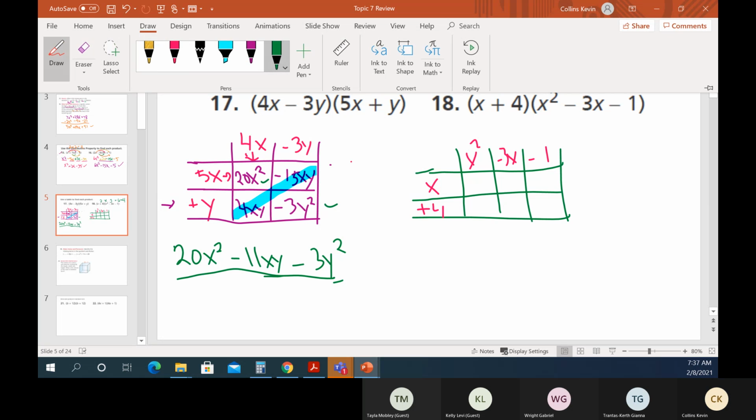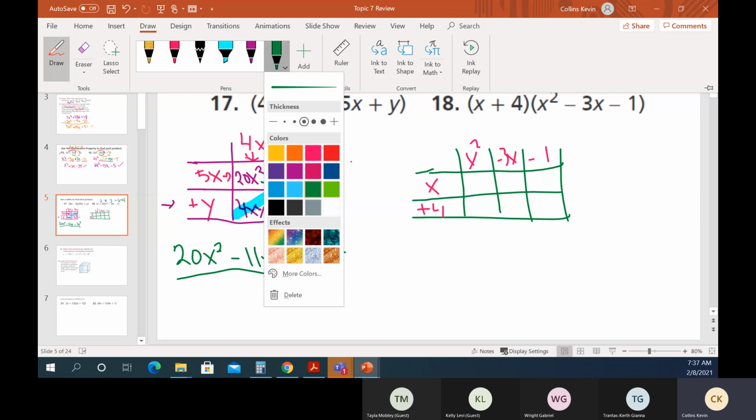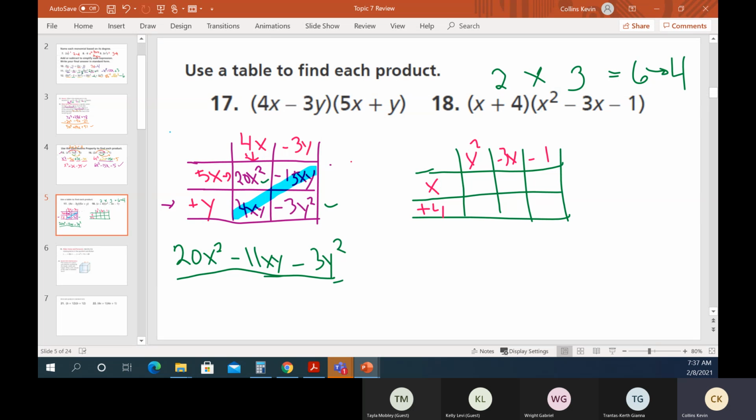All right. Let's get a different color scheme here. Why not? There we go. So I've got x to the first and x to the second. That's going to be x to the third. Then I get x times -3x. That's going to be -3x squared. And then I've got x times -1, so it's just -x.